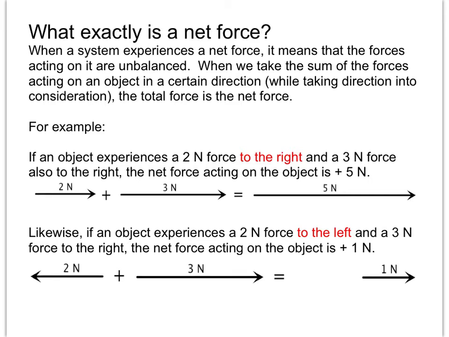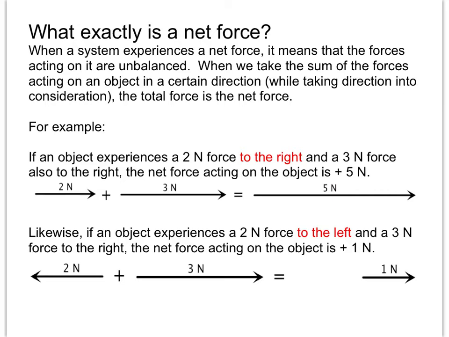When we take the sum of the forces acting on an object in a certain direction while taking direction into consideration, the total force is the net force. So, for example, if we have a 2 Newton force acting on an object to the right and a 3 Newton force also acting to the right, the net force acting on the object is positive 5 newtons, or 5 newtons to the right, shown here.